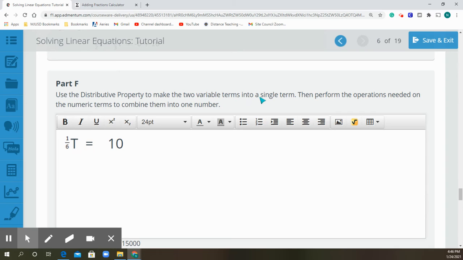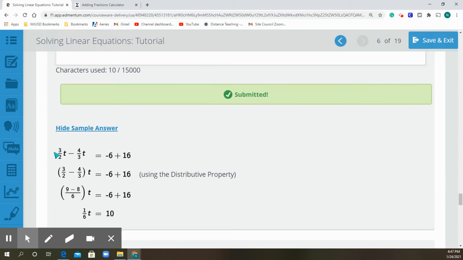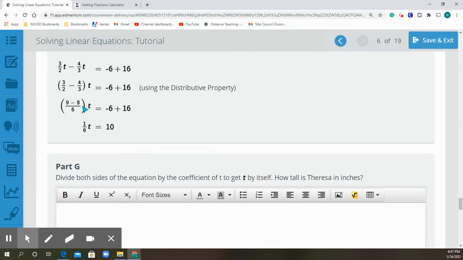So we already have that with the distributive property, we distributed the t across and did all the stuff. So that's correct. Then perform the operations needed on the numeric terms to combine them into one number. We already did that as we did each step. When it said subtract the t from this side over here, we did that. When it said add the 16, we did that. So we combined them into one number. So we already did these steps. We used the calculator soup to do that step.